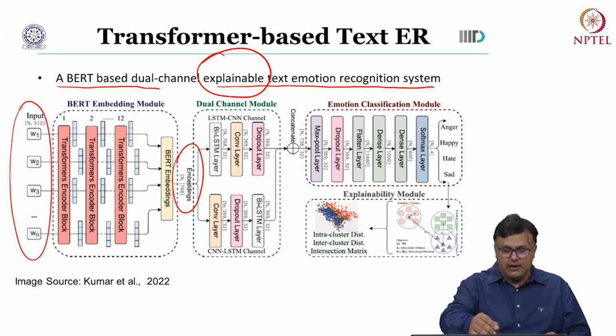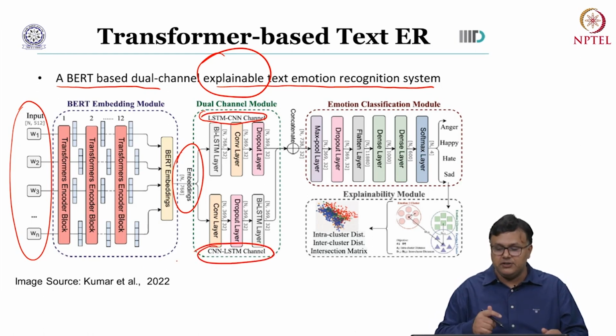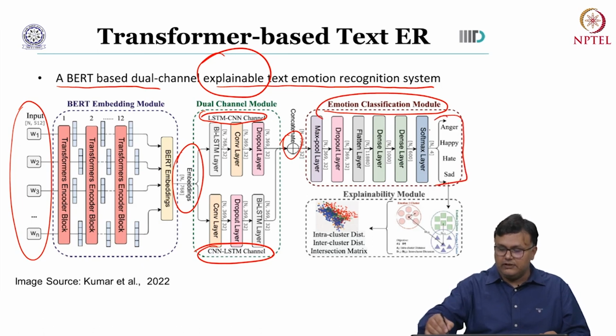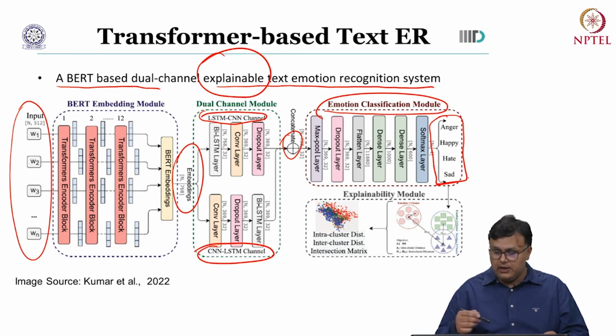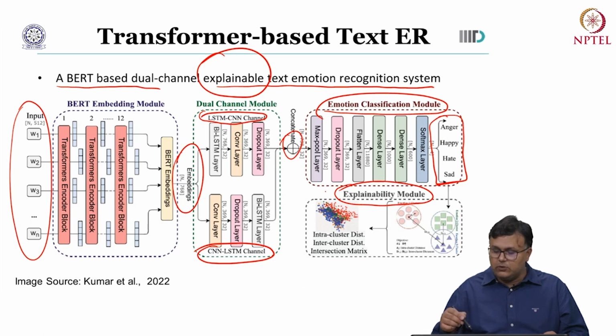We have an RNN-CNN model and a CNN-RNN model. This is just to exploit the temporal relationship. We concatenate the feature output, and then we have a classifier. Now this classifier is telling us one of these four states: anger, happy, hate or sad. Further, the authors also propose an explainability module, which is looking at the intercluster distance of the outputs to explain why we have anger or happy as a particular label which is predicted.